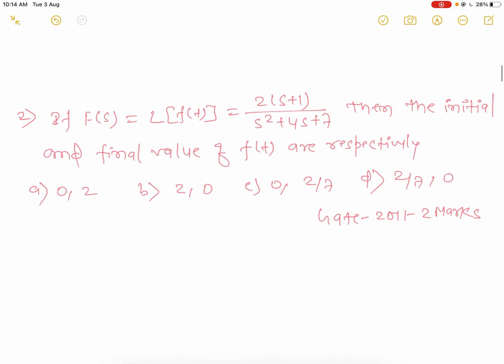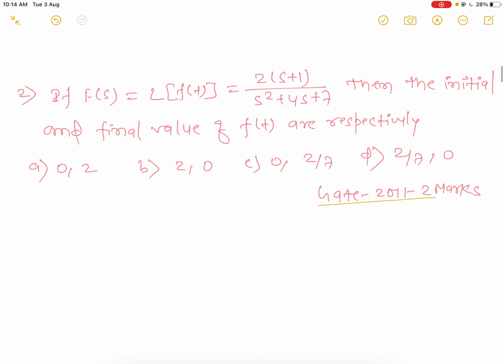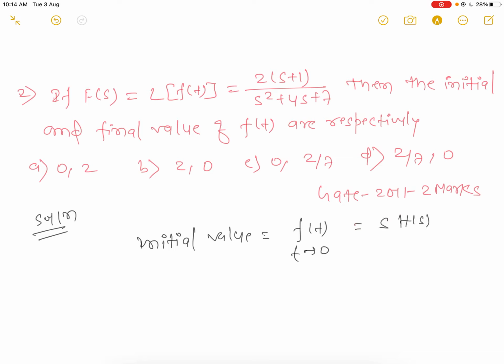Now comes to the next question. Given the Laplace transform of f(t) is equal to F(s) equal to 2(s plus 1) upon s square plus 4s plus 7, the initial and final values of f(t) are respectively. They are asking about initial and final value. Let's see. For the initial value, in time domain f(t), t tends to 0, and in s domain, sF(s), s tends to infinity.